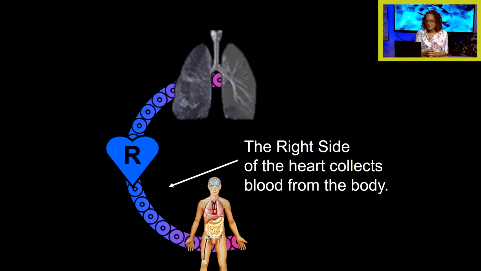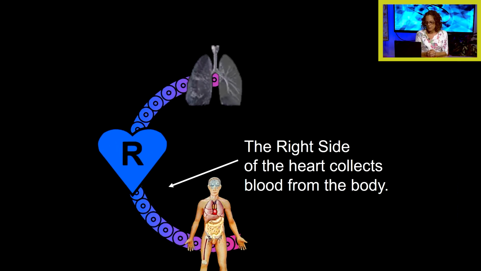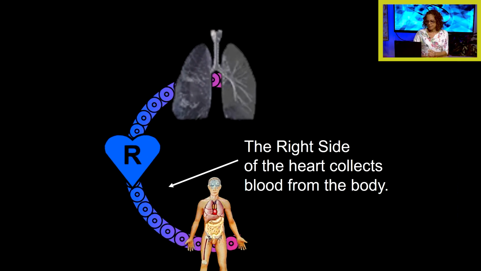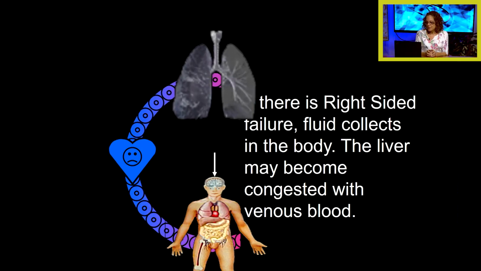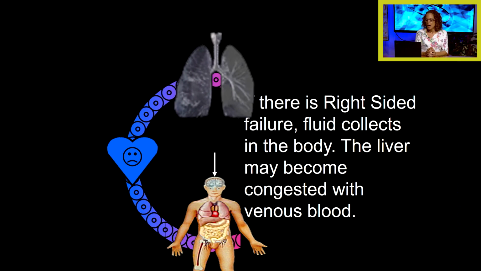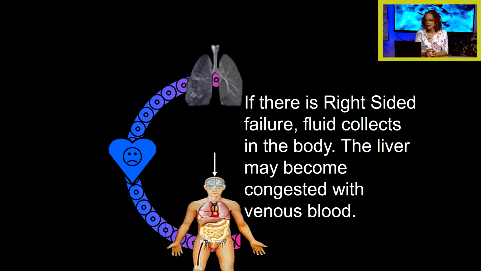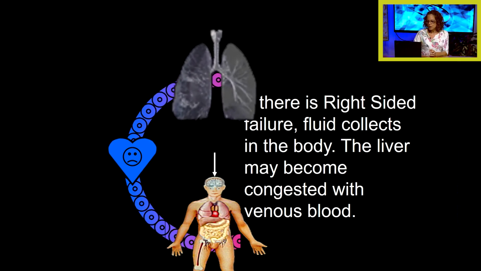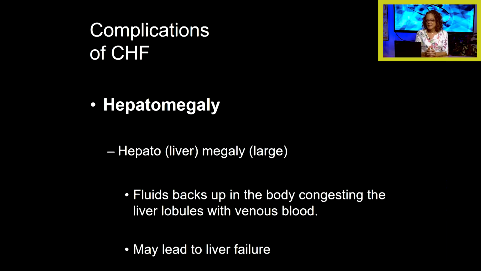Okay, so the right side of the heart collects blood from the body. So if there's right-sided failure, fluid collects in the body, and this includes the liver. The liver may become congested with venous blood, and so we call this hepatomegaly. Hepato meaning liver, megaly meaning large. Fluid backs up in the body, congesting the liver lobules with venous blood, and this may lead to liver failure.